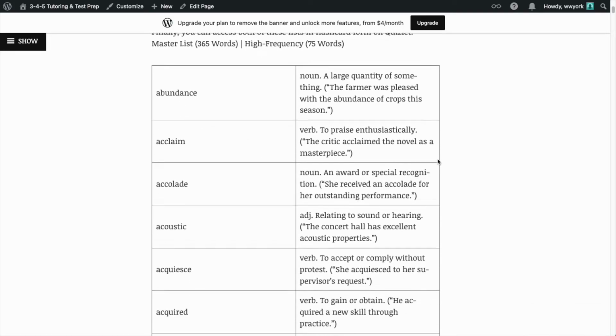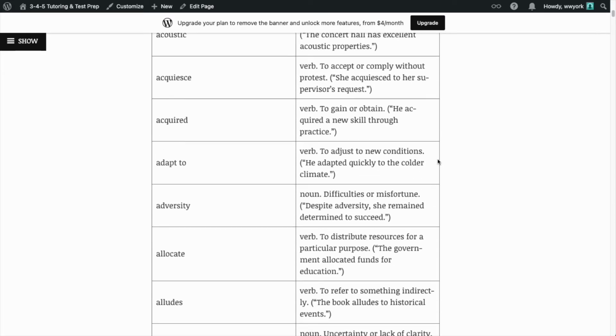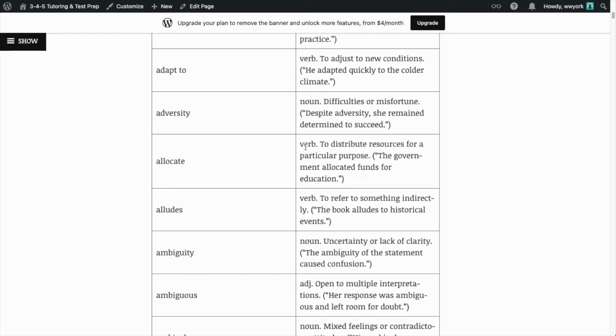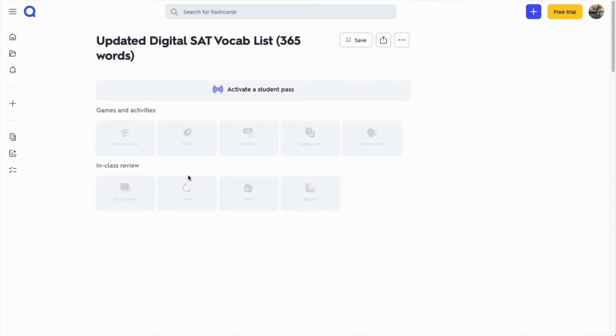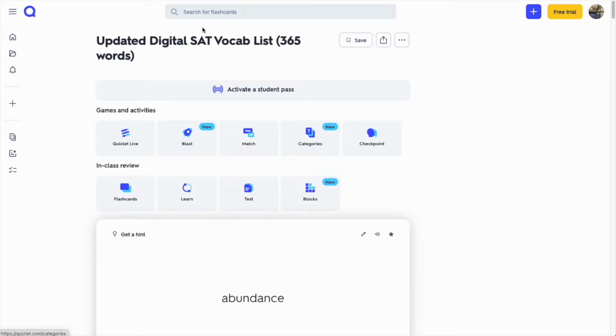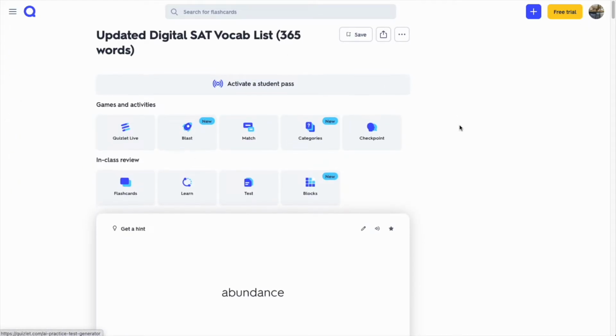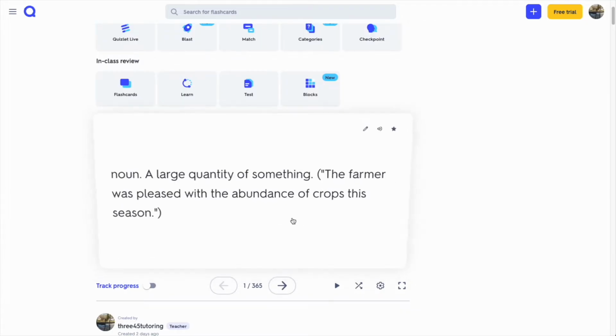And so you can scroll down here and see the entire list in table form. And so for each word, I have the part of speech, a brief definition, and a brief example sentence. And on top of that, I also have these Quizlet sets. And so here, this is the full 365 word set, same definitions and other information.